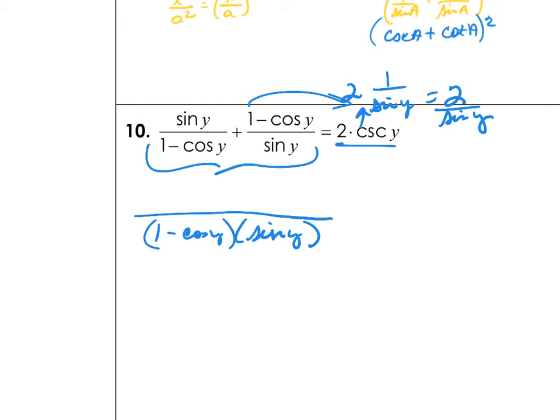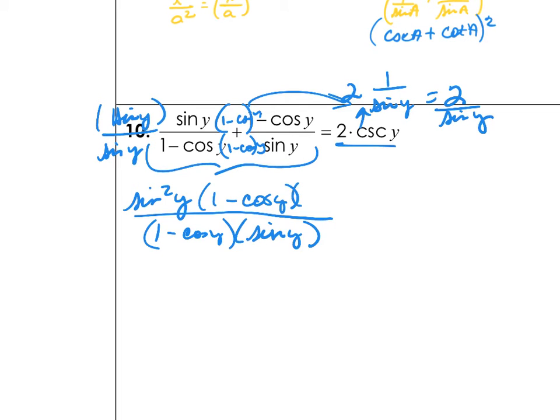And then this one right here needs a sine of y over sine of y. And this one right here needs the 1 minus cosine of y. I just write it there because it's easier for me to tend to it. So this will leave me with sine squared of y. And then I'm just going to go ahead and write this part out. I'm going to have to FOIL this.